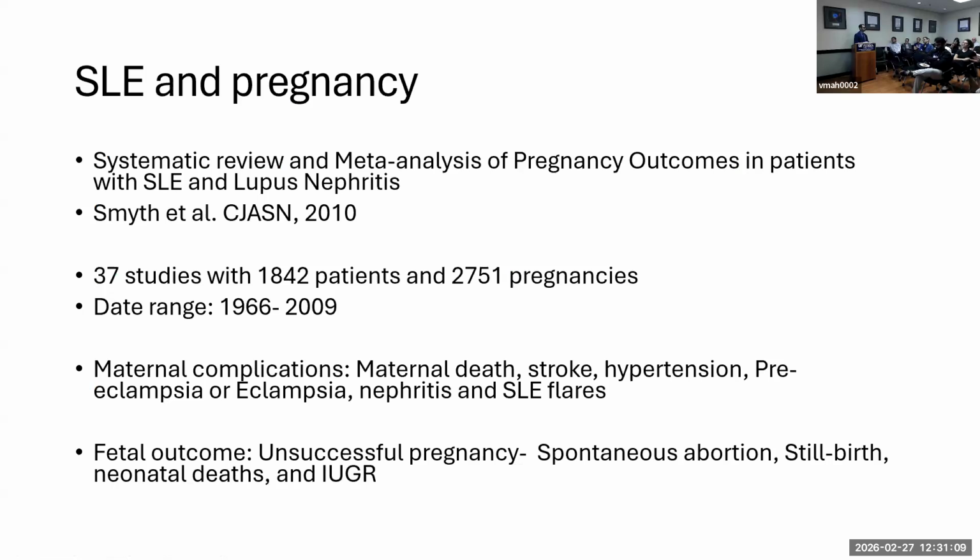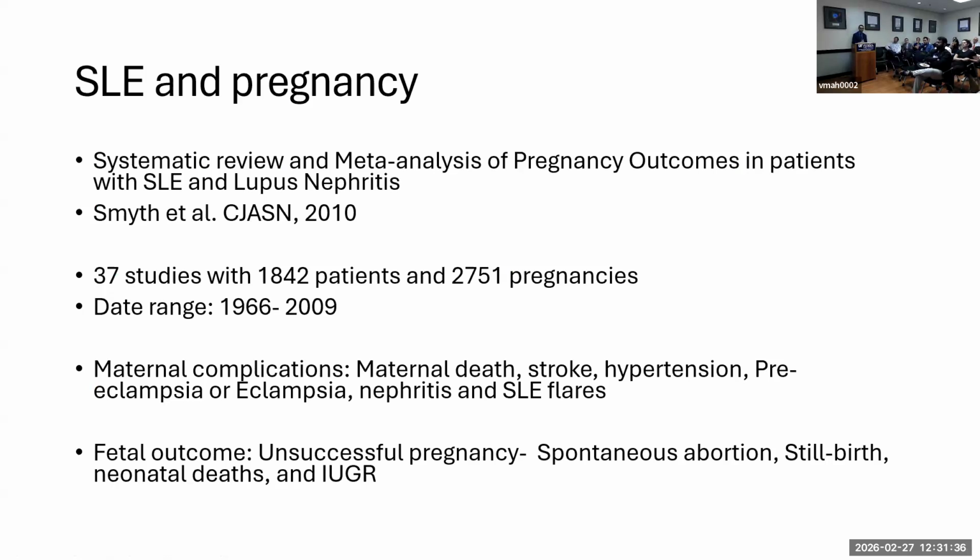So to get a little bit into the specific glomerular diseases and look at the data. As I mentioned earlier, for lupus you have the most robust data. One of the big studies from 2010 looked at pregnancy outcomes in patients with SLE and lupus nephritis. This was 37 studies, 1,842 patients, and 2,751 pregnancies, so quite large.